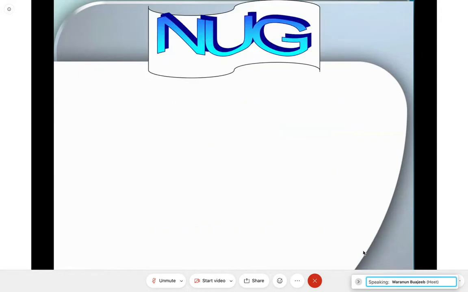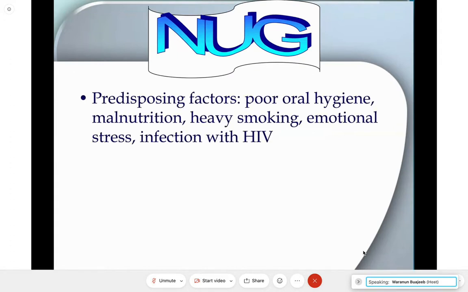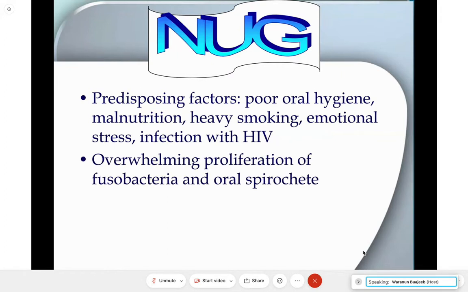Now let's move to the next disease. This is NUG, necrotizing ulcerative gingivitis. There are some predisposing factors of NUG, like poor oral hygiene, heavy smoking, malnutrition, infection with HIV, or stress. And what we have found in NUG is the proliferation of both fusobacteria and oral spirochete.